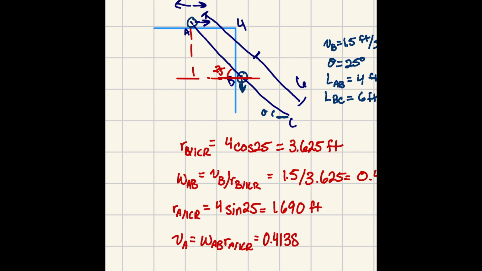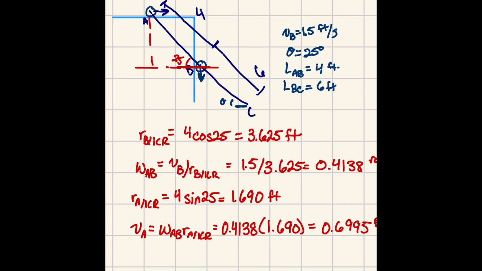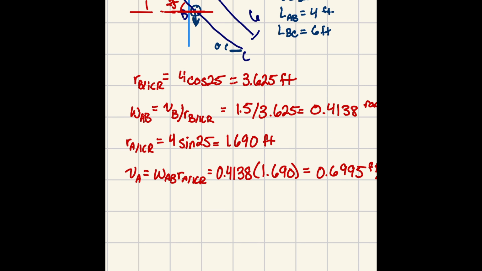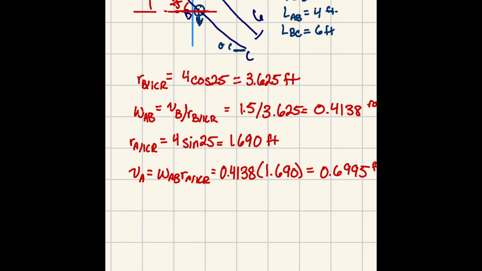Then to find RA/ICR, we just do the hypotenuse times the sine, and then the velocity of A using that angular velocity we found and RA, which gives us an answer of 0.6995 feet per second. Because the number is positive, it just means that it agrees with the assumption of the direction we made, which was towards the right.